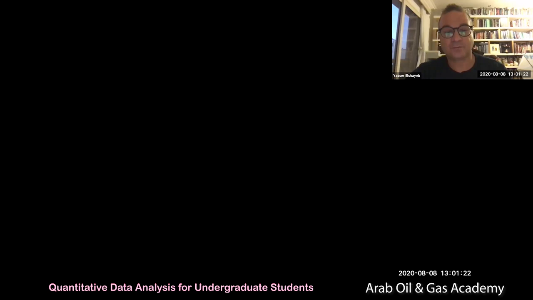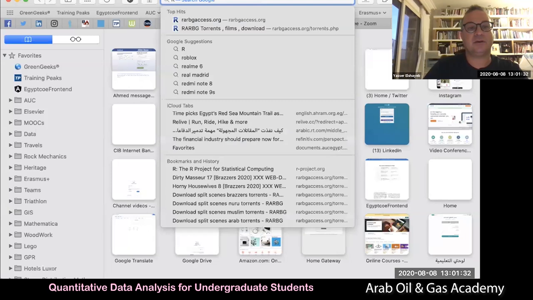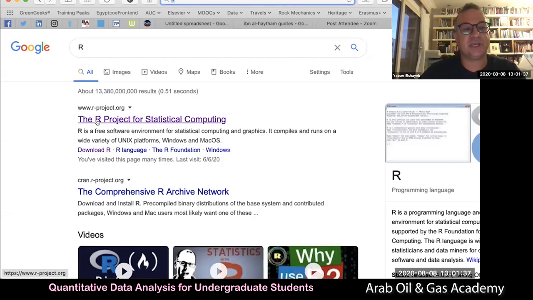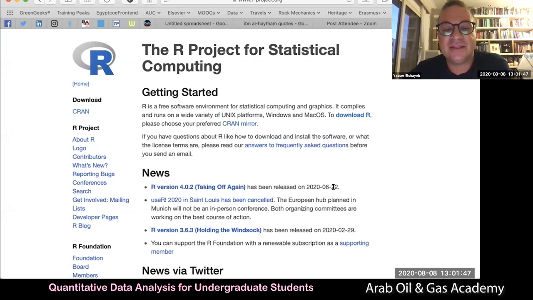Share. So if I go here, I'll type R, only R, and you will get the first link, which is called the R Project for Statistical Computing. If you go there, you will be able to download the software. It's free of charge, and it's updated regularly. The last update is the 22nd of June. I think there is another update that's coming out very soon afterwards.